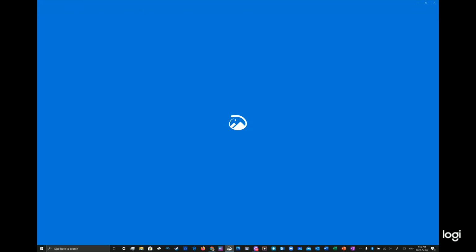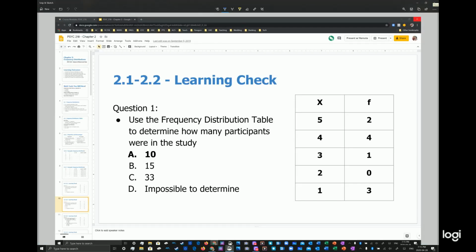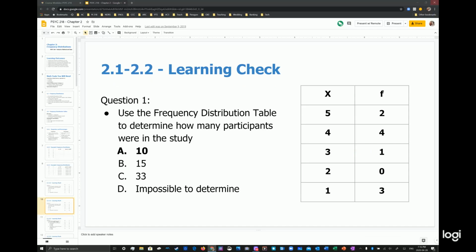So remember, you're counting from one of those columns, and the column you want to count with is the frequency column, not the category column, not the first column, but the second one. So 2 plus 4 plus 1 plus 3. 6 plus 4 is 10. So there you go. If you did other calculations, you would not be counting the number of participants. There are other things you've got to do, but we're going to cover that later on.